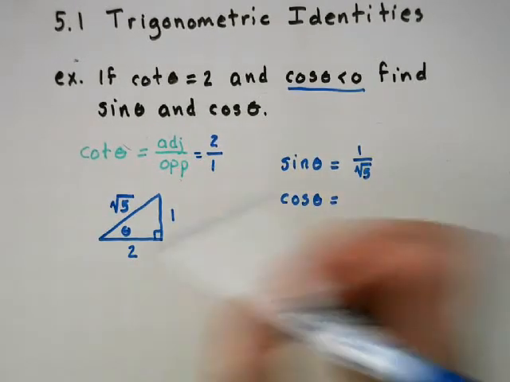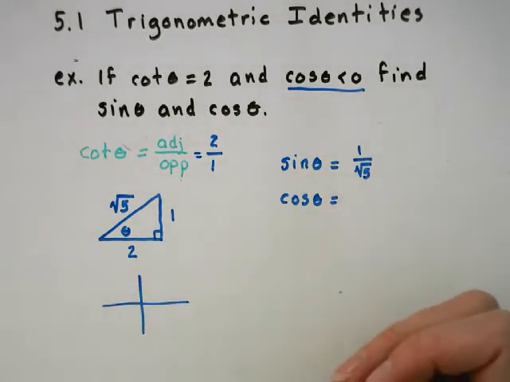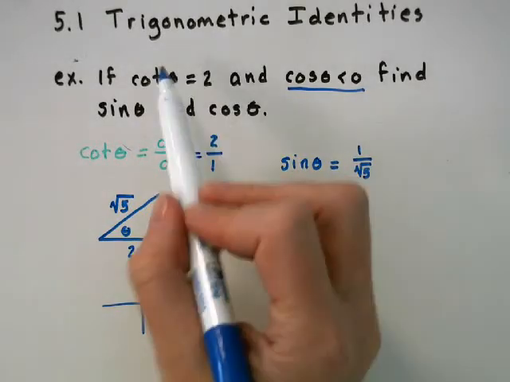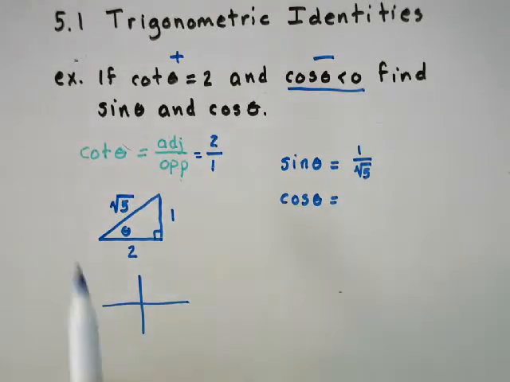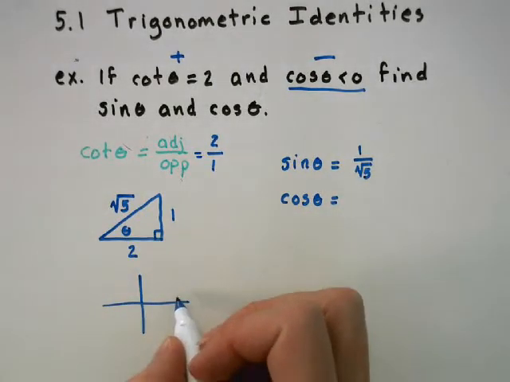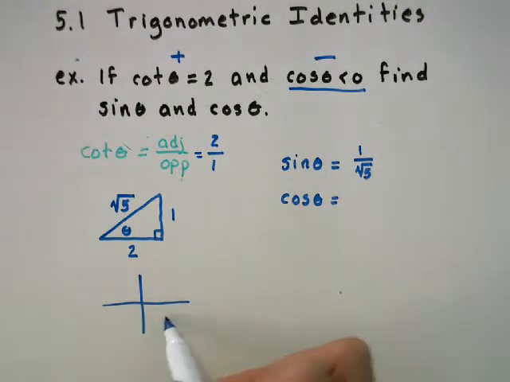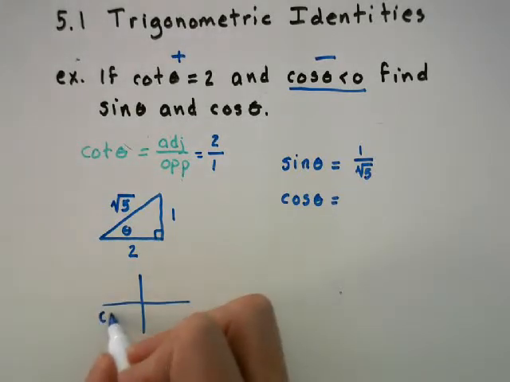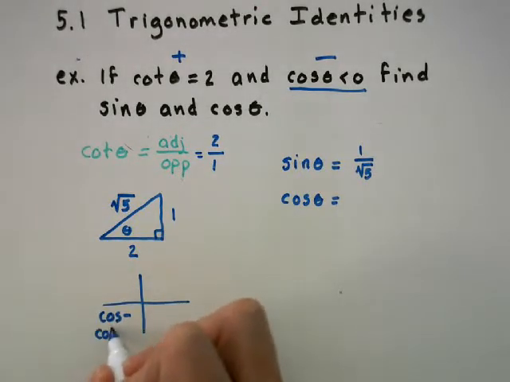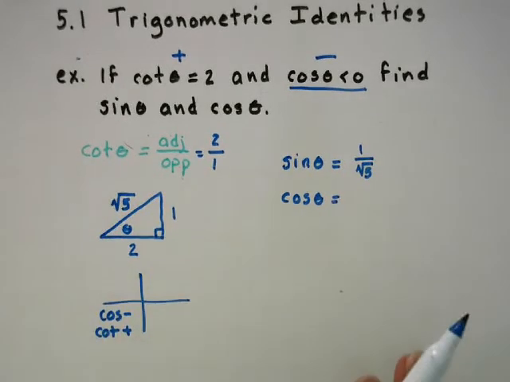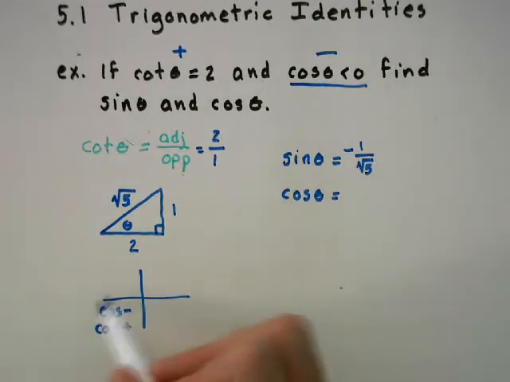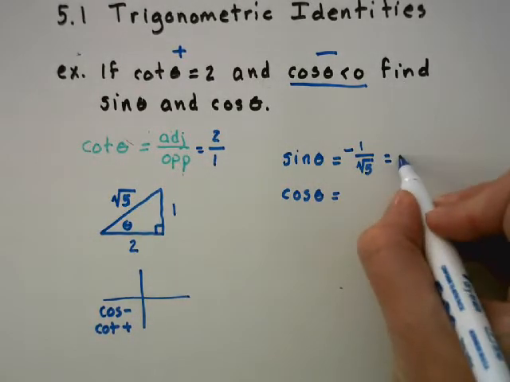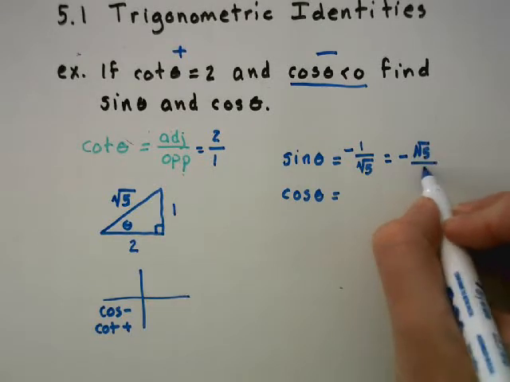We're going to use that to determine whether our functions are positive or negative based on the quadrant. So what I have here is tangent and cotangent are positive, and cosine is negative. Well, that's going to occur when the x value is negative, so it's either going to be here or here. Cotangent is going to be positive in this quadrant. So here, cosine is negative, cotangent and tangent are positive. Well, in this quadrant, tangent is also negative because our x and y values are negative. So this is going to be a negative root 5 over 5.